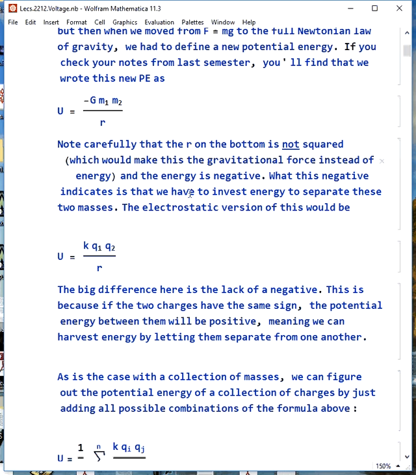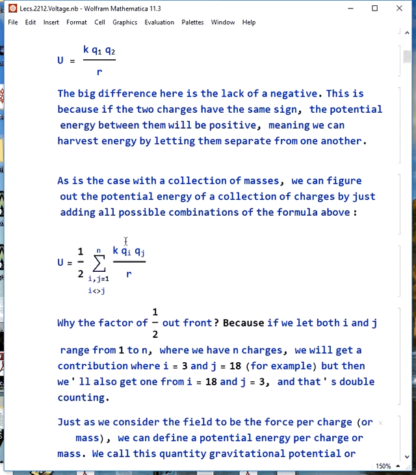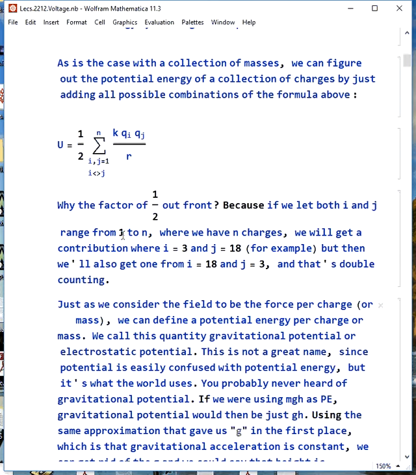You notice we don't have the negative here, and the reason is if the two charges have the same sign, our total energy will be positive, which means they'll move away on their own, and we could actually get energy out of them separating. If one's negative and one's positive, then we're back to having to invest energy to separate them. Just like with a collection of masses, we can find the potential energy of a collection of charges by adding up all possible combinations of that k Q Q over r formula.